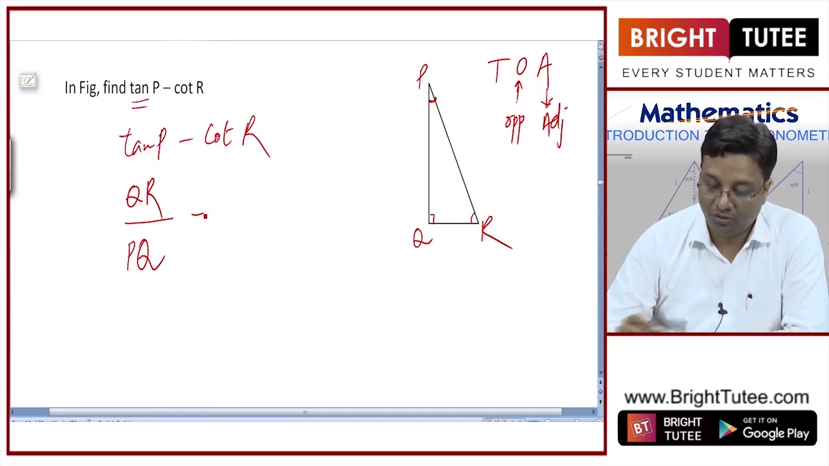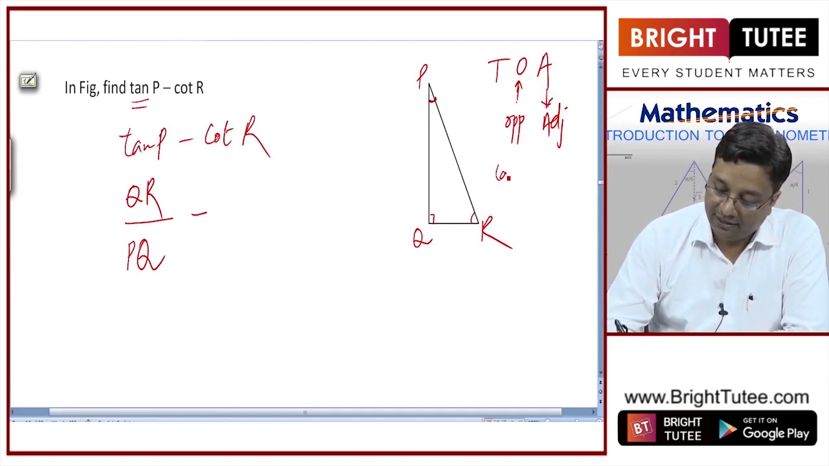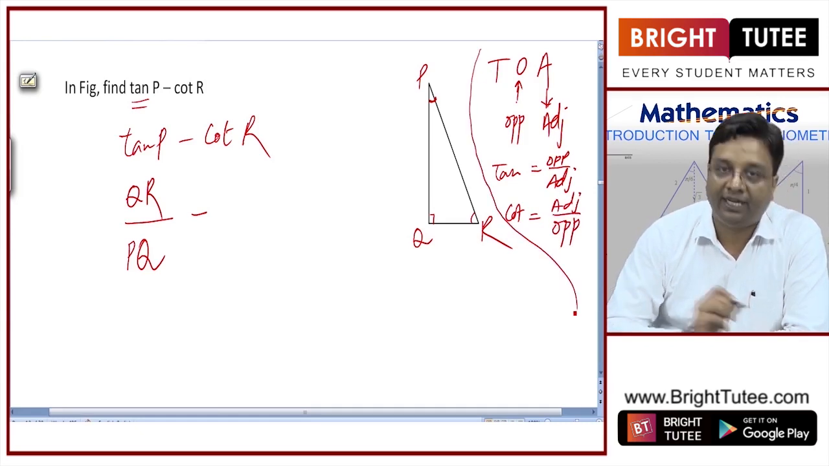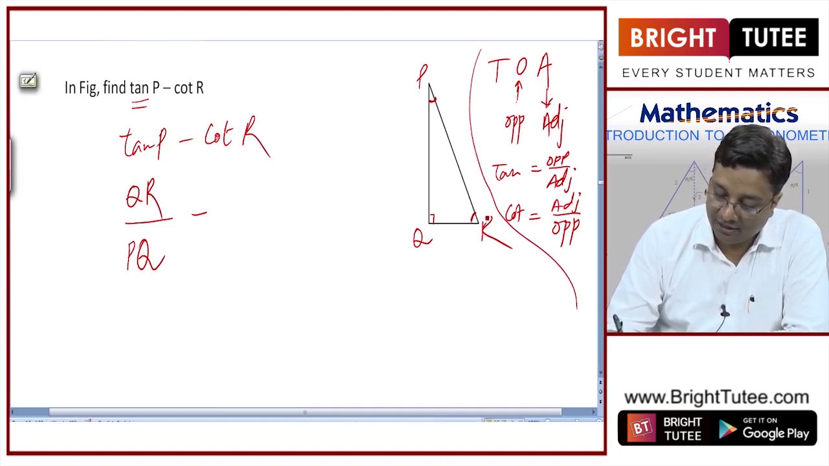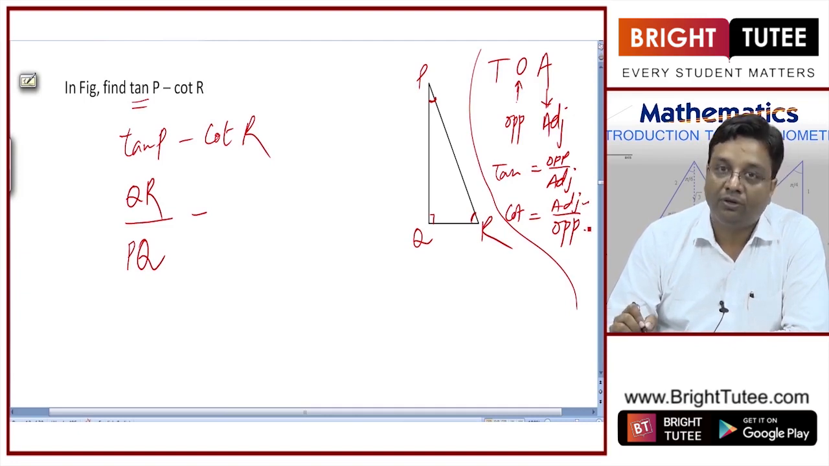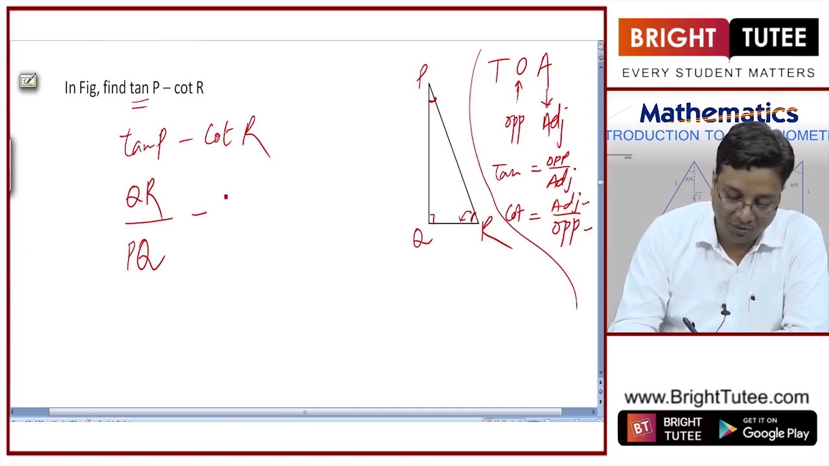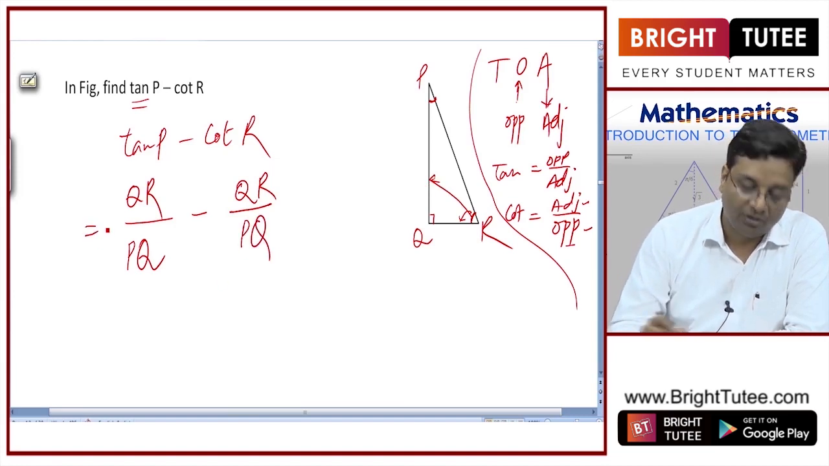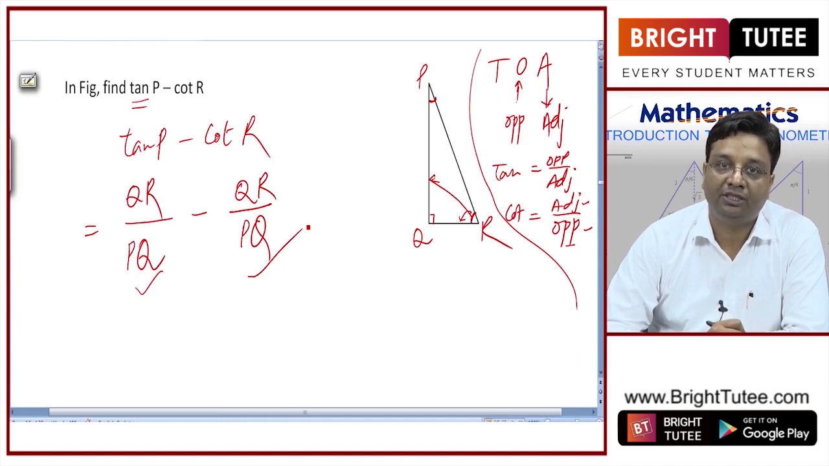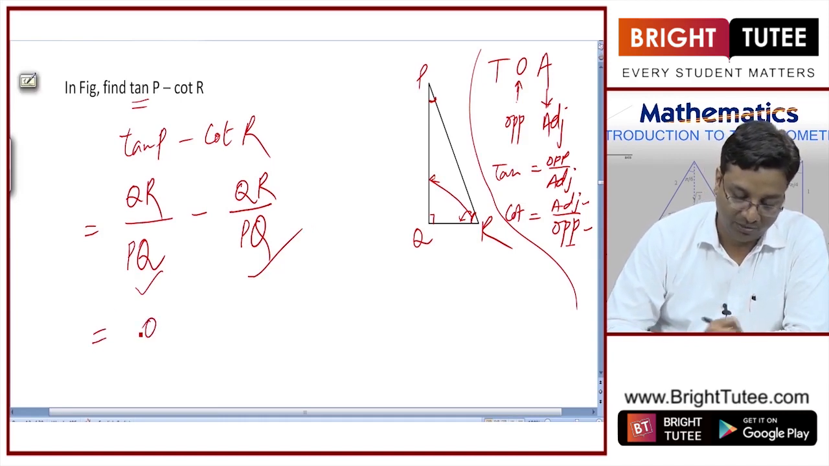Minus. What is cot? Tan is equal to opposite by adjacent, right? So what will be cot? Cot will be adjacent upon opposite, because cot is just the reciprocal of tan, right? So cot R, cot of this angle will be equal to adjacent side upon opposite side. What is adjacent side? QR. And what is opposite to R? PQ. So if you notice, these two ratios are same, hence the answer is 0.